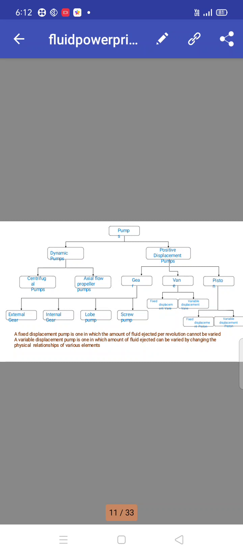A variable displacement pump is one in which the amount of fluid ejected can be varied by changing the physical relationships of the various elements. Unlike the fixed displacement, the output of the pump may vary. That is, the discharge amount may vary. If you make certain changes in the physical parameters of the elements, we can get this kind of variation in their output.